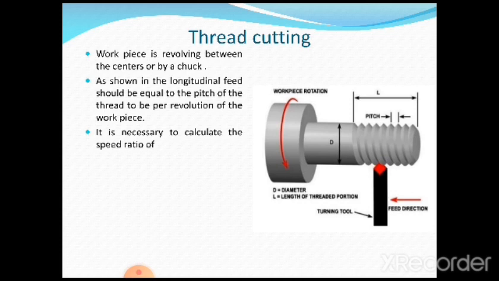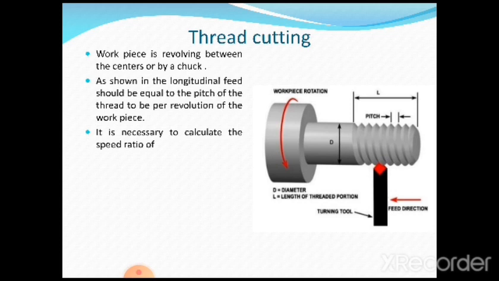If the length of the workpiece is very long, then definitely we go for supporting of the workpiece, or it is made to revolve between the live center and the dead center, along with some rests, which we have discussed in the previous sessions. As shown in the figure, the longitudinal feed should be equal to the pitch of the thread to be cut per revolution of the workpiece. This is very, very important.